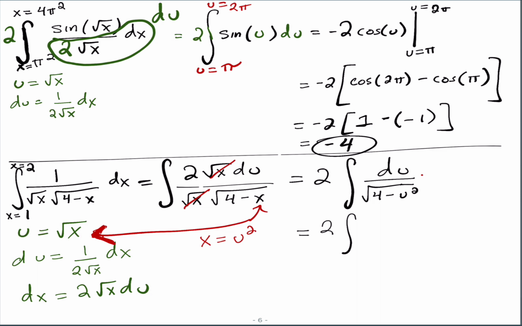So we did some of these last time. What would be the first thing that you need? That 4 can't be there, right? What does it need to be? It needs to be a 1, right? So what do you do? You factor it out. So you go, okay, well, this is equal to the square root of 4 times the square root of 1 minus u squared over 4, right?